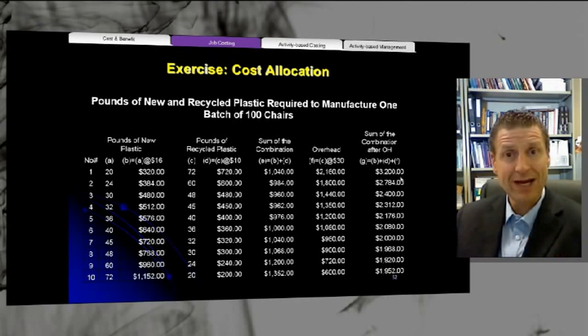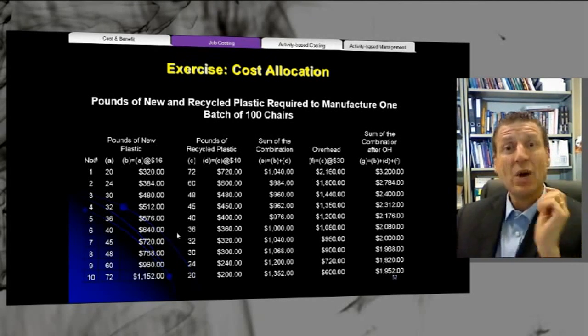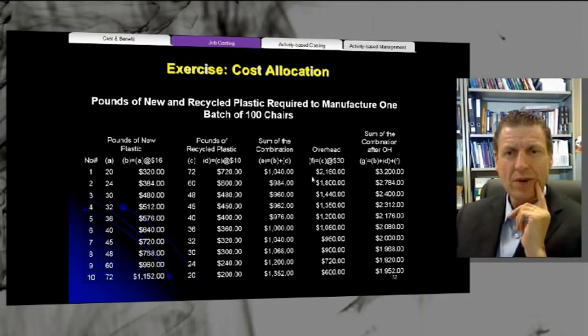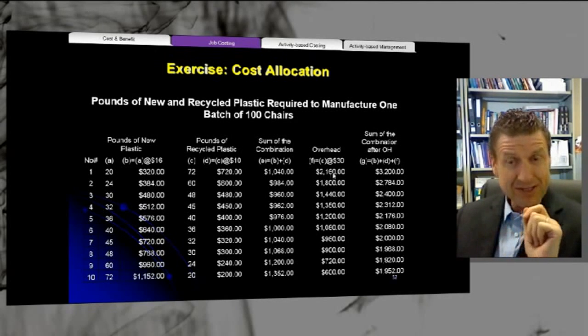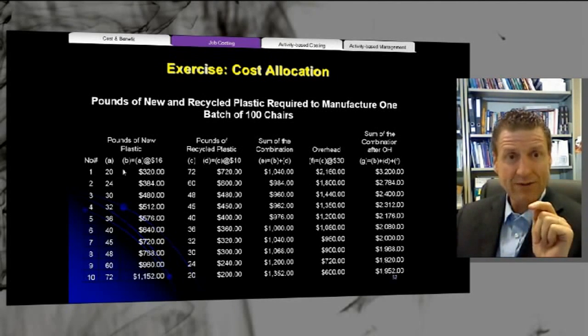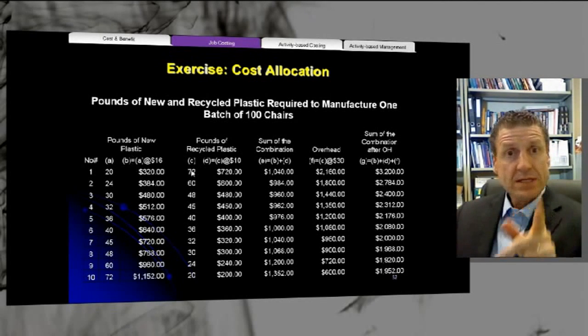Now we're adding overhead in, and we might find that the sum of the combination after the overhead means that we have a different combination than if we do not consider overhead. Why would that be the case? Well, let's have a look at combination 1 down to 10 for the overhead that's allocated. Notice overhead allocation, if we have a combination of 20 new pounds of plastic, 72 pounds of recycled plastic, notice the overhead is very, very high.